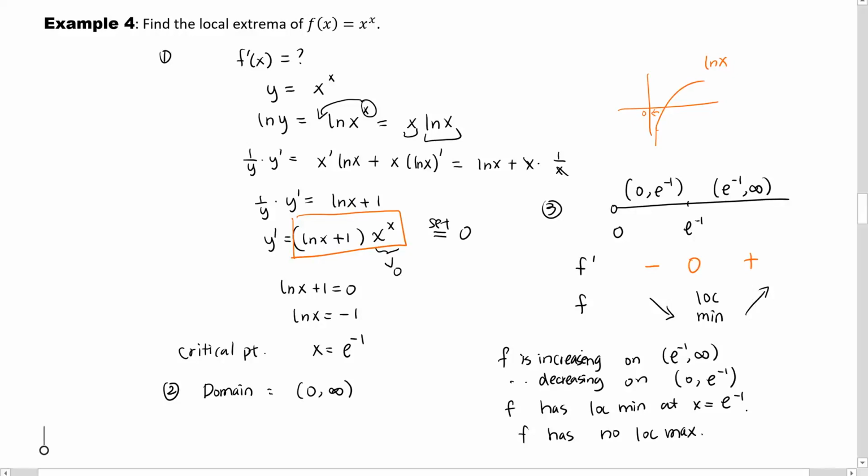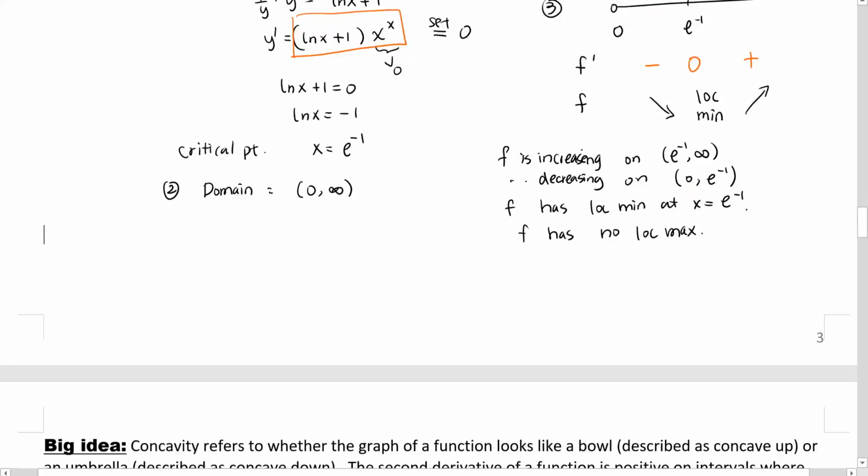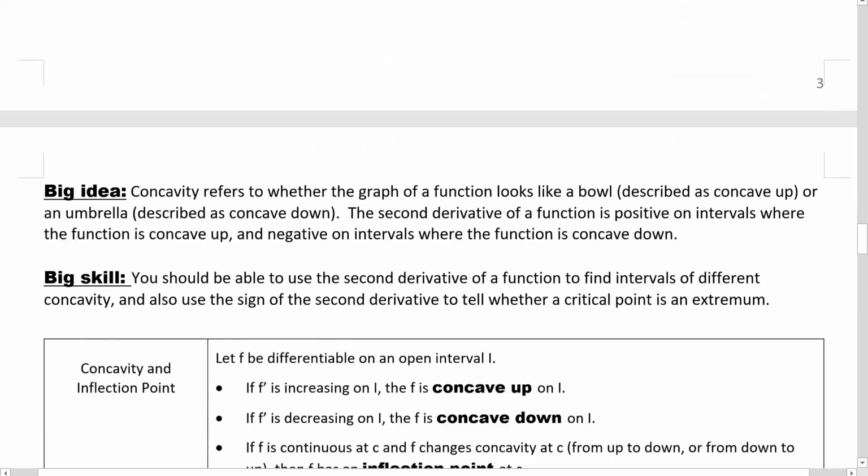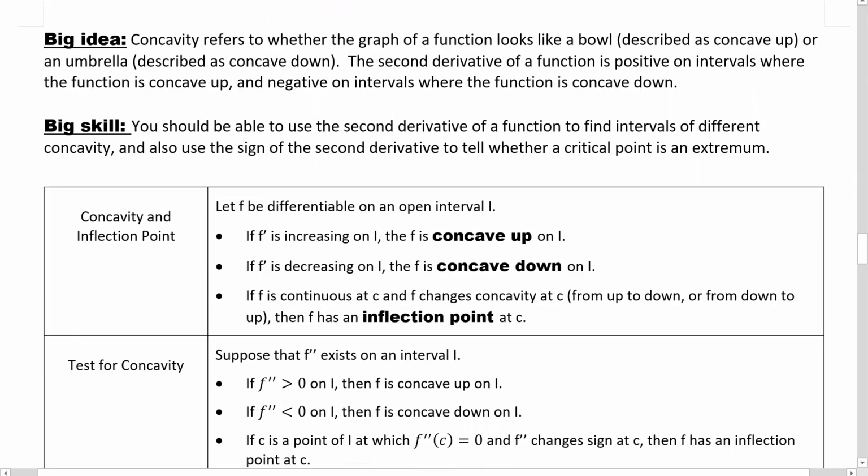Okay? All right, that is example 4. So far, so good, everybody? All right. So let's continue in part B.